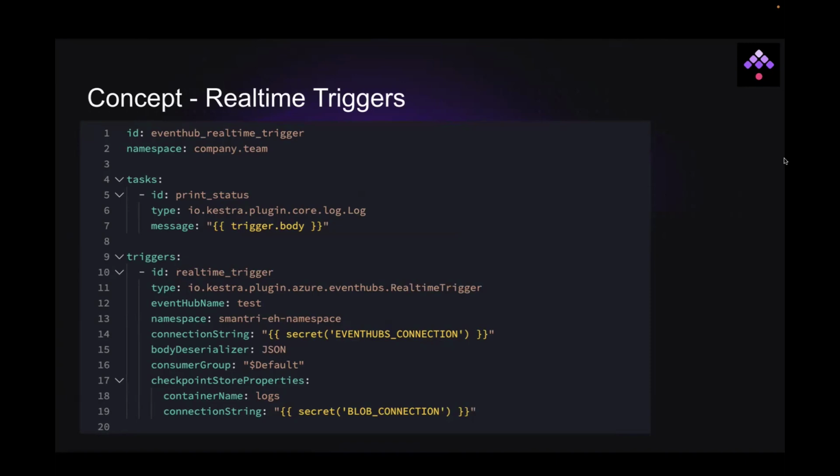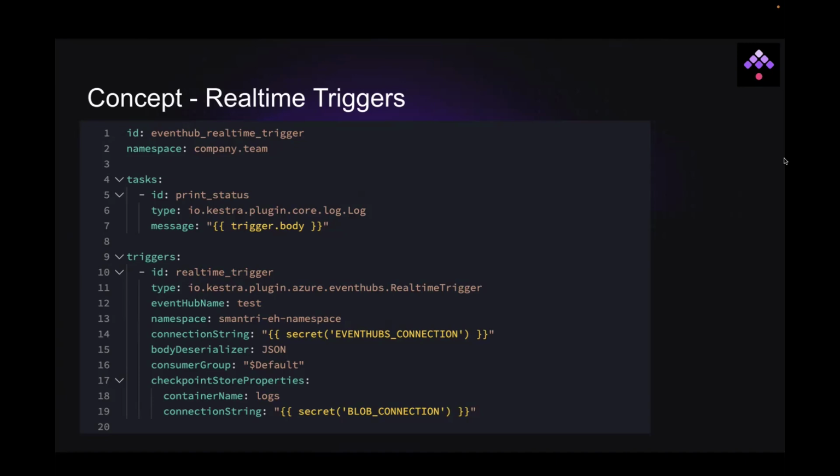So if you see, the type has changed to real-time trigger, and there is no interval given. There is a continuous thread running in the background, which just keeps on listening for any messages. And as soon as it receives any message, it will start this flow, and you can get everything that has come in the message of the event hub using trigger.body. And you can take further action from there on. This is a pretty powerful feature that Kestra introduced in its most recent version, 0.17. And it has got a pretty good response from the customers.